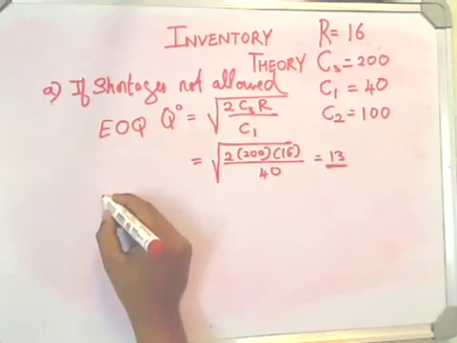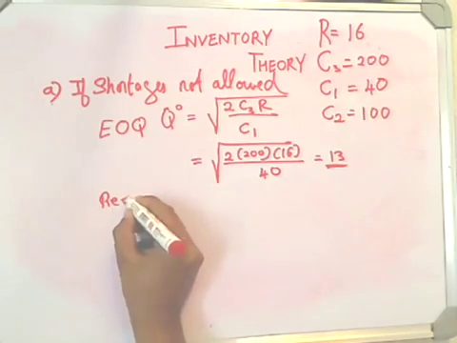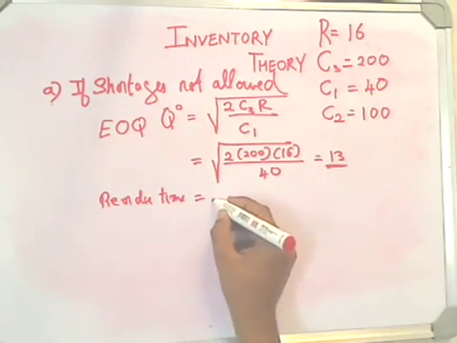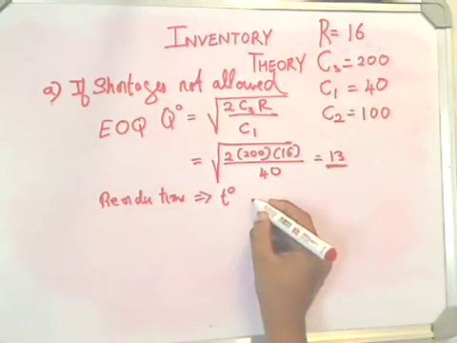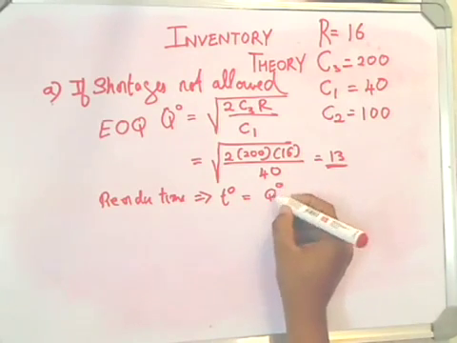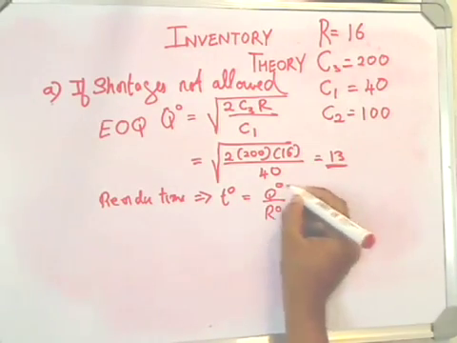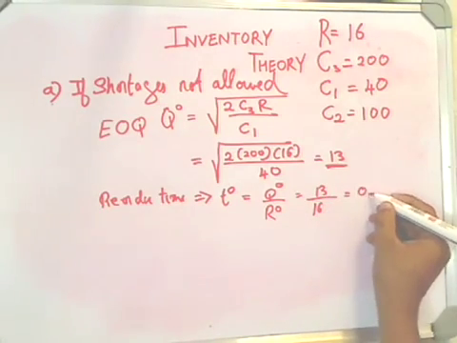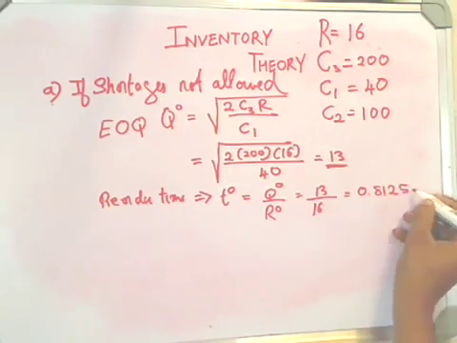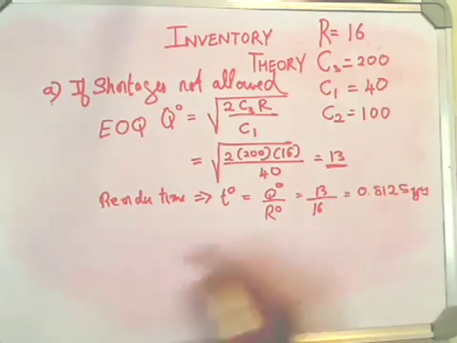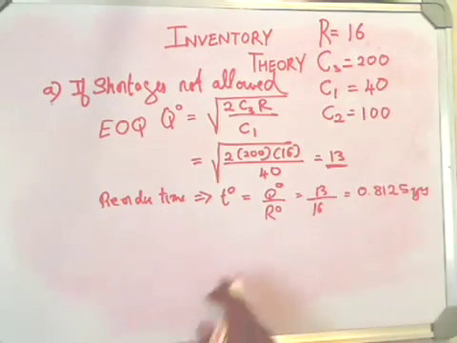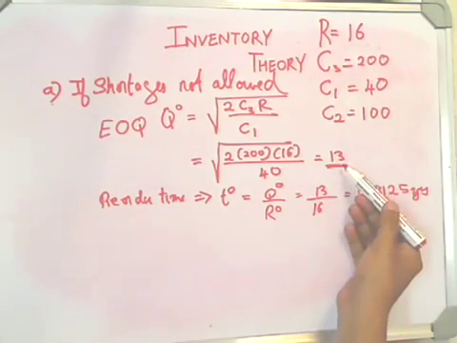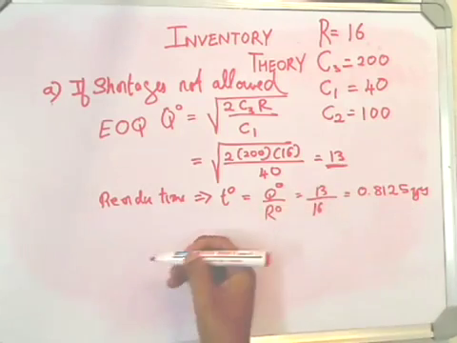Now let's look at the reorder time. Okay, the reorder time here is represented as T naught, which is equal to Q naught divided by R naught, which is 13 divided by 16. It comes to 0.8125 years. Okay, 0.8125 years. Then I told you by using a whole number here, this becomes easier to calculate.